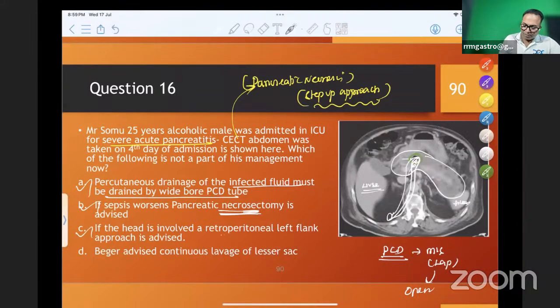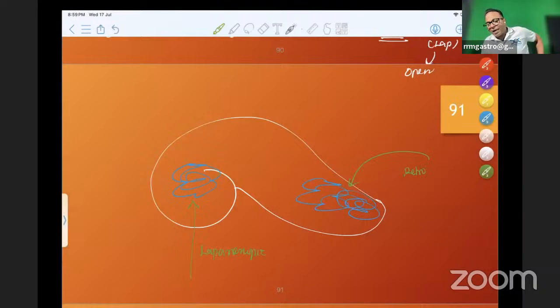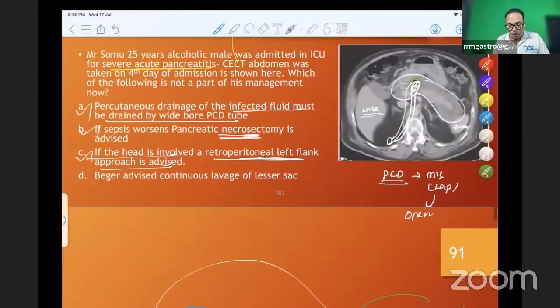Yes. If the head is involved, a retroperitoneal left flank approach is used. Please understand, here is a catch point. This is the pancreas. Necrosis can happen either in the head or in the body and tail. If it is in the head, I will go by the trans-abdominal laparoscopic approach. If it is in the body and tail, I will go by a retroperitoneal approach. So necrosectomy is done either by laparoscopic or retroperitoneal approach. Head necrosis is approached by laparoscopy, body and tail by the retroperitoneal method.